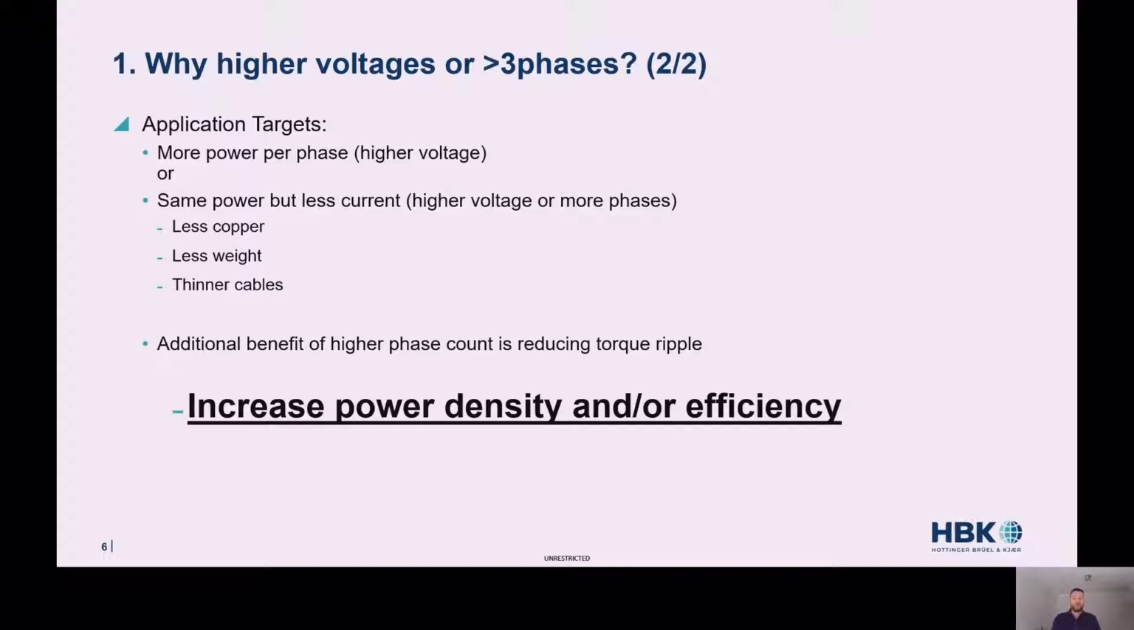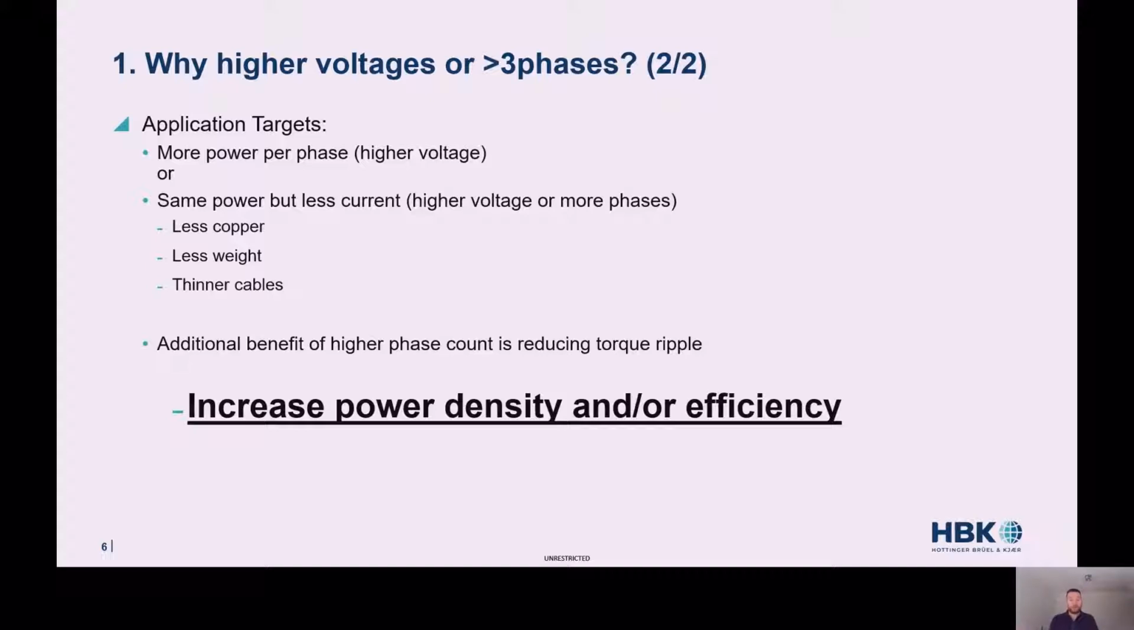Let us divide this challenge into approaches. Either there is a requirement for more power per phase. Most efficient approach would be increasing the voltage as per previous slide, or to have the same power but less current, which can be achieved by using higher voltages or increasing the number of phases. Benefits of the current reduction would be the requirement for less copper to carry the current, resulting in thinner cables and a weight reduction. Both approaches result in what we would call a higher power density, which contributes to a better efficiency, with the additional benefit of higher phase count lowering torque ripple as well.